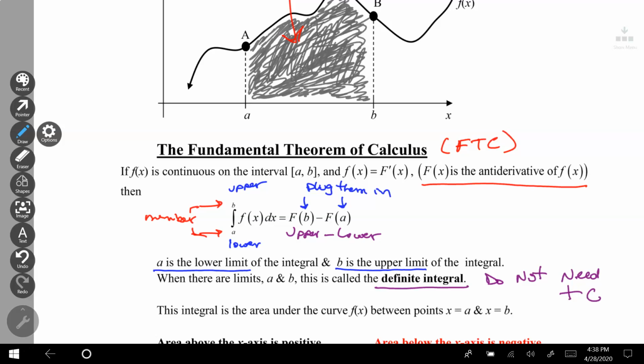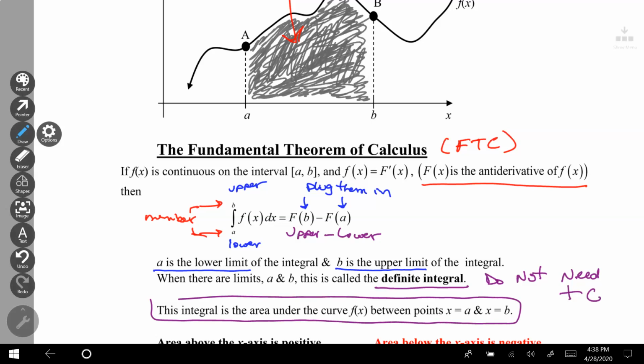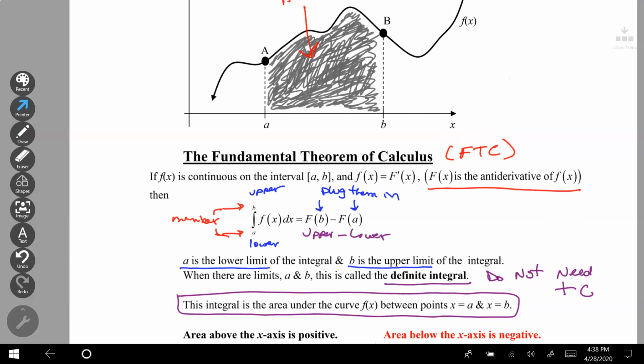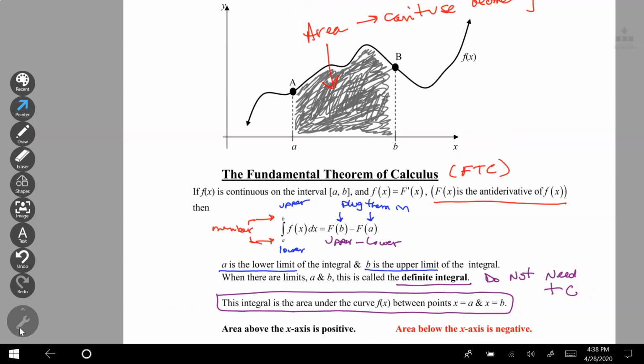I have a definite integral, and the integral is the area under the curve between points A and B. This area is equal to the integral, or antiderivative, between points A and B on the x-axis of my function dx. This is what we're going to be working on today.